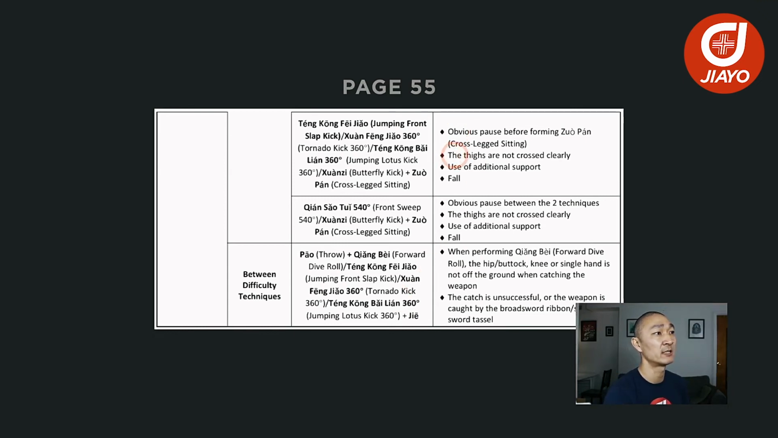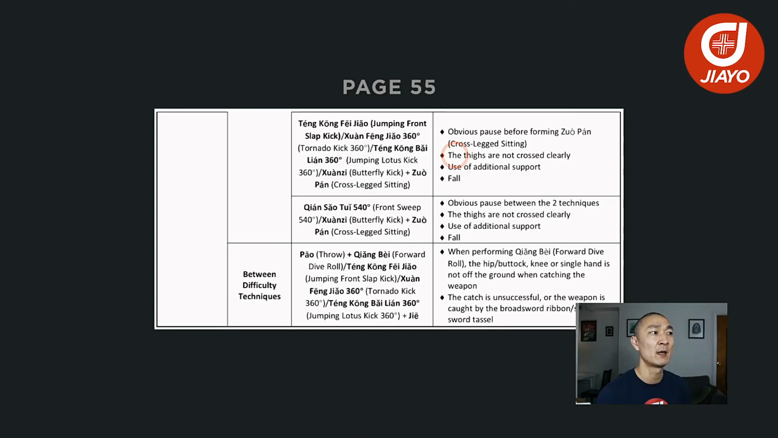The second criteria is that if the thighs are not crossed clearly. The third is for use of additional support. That means when forming the Zuopan, if you touch the ground with one hand, if your leg rolls over and your knee touches, that would be a use of additional support. And then a fall would be defined as 2 points of additional contact. So maybe if both of the hands, or if your weight shifted so far to the side that you were leaning on your shoulders or the side of your body, that would be considered a fall. And in any of those cases, no points would be awarded for that connection.